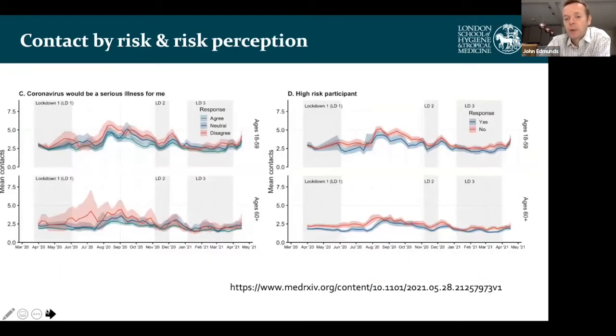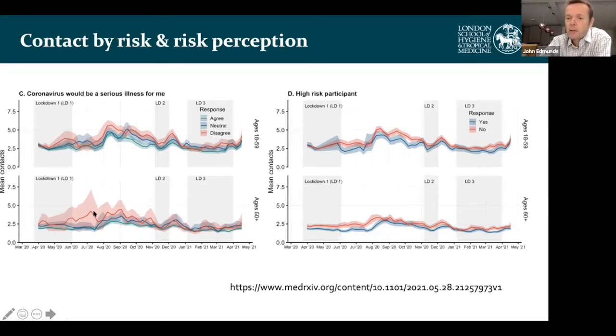We can look, of course, more and look at different characteristics as well. So we can look at some characteristics of risks. If I just take the left-hand graph first, the two panels are for the different age groups. The upper one is for younger adults, and the lower one is for older adults over the age of 60. And this left-hand panel is an answer to the question, coronavirus would be a serious illness for me. And you can see that in the red line there, those are individuals who, even though they're over 60 years of age, answered that they didn't think that coronavirus would be a serious illness for them. And you can see that they do make larger numbers of contacts than those who think that coronavirus might be a serious illness for them, which is the other coloured lines.